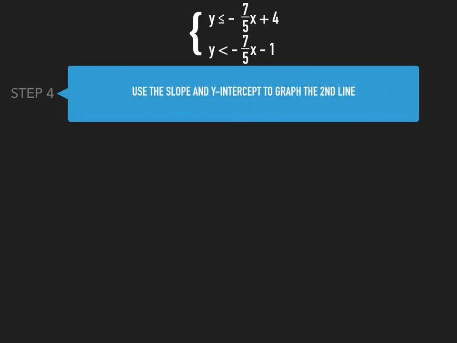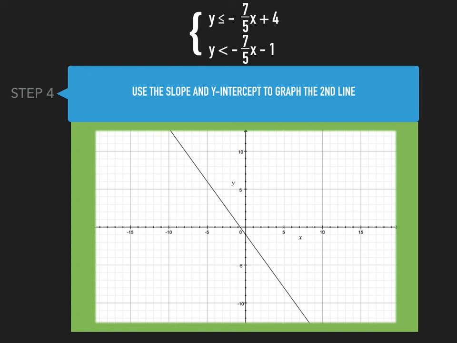Okay, use the slope and y-intercept to graph the second line. Once again, this one should be dotted. I got them mixed up. This one should be dotted. So once more, it cannot be equal to, so this one should be dotted versus the other one. I apologize for that.